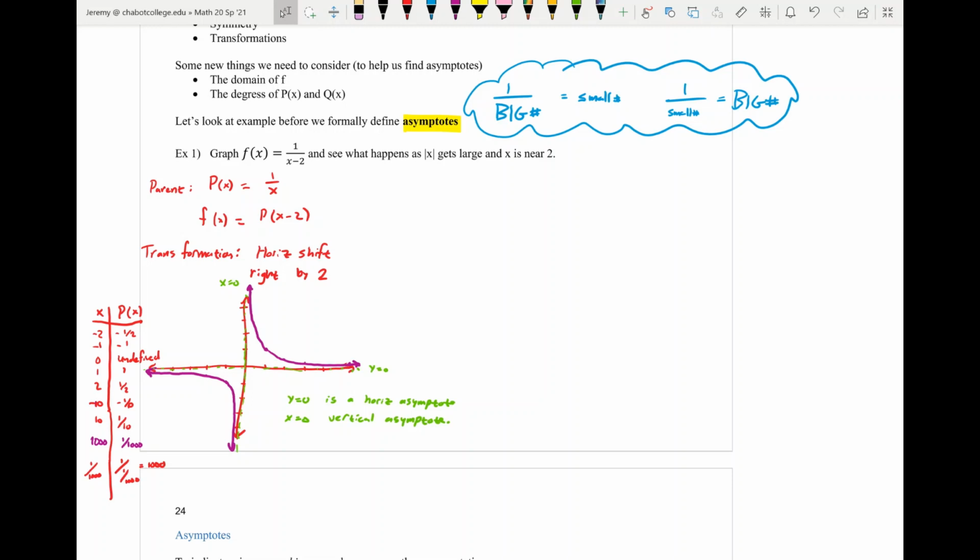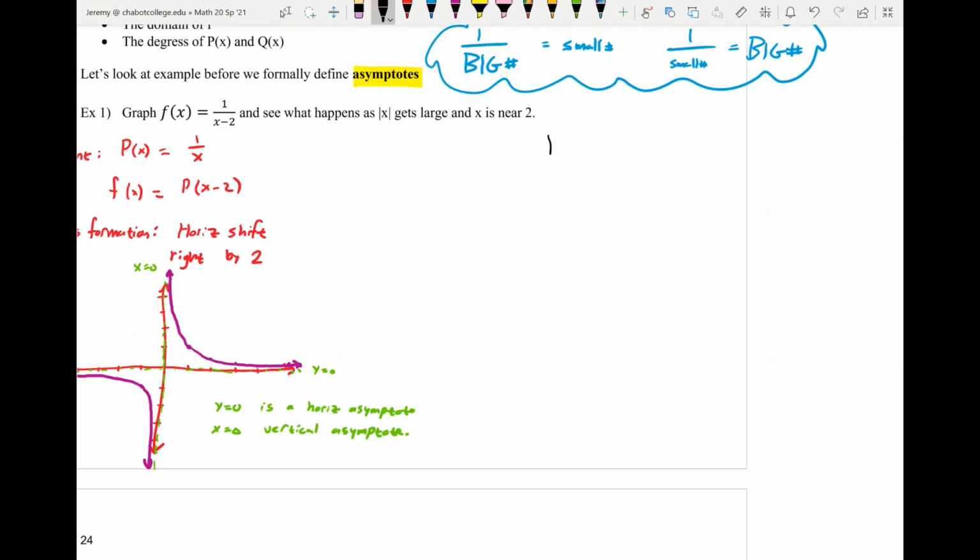Okay, well anyway, now that we have a good idea of what the parent function looks like, to get the graph of f of x, we're just going to shift it 2 units to the right. Okay, so here we go. Now we're actually going to graph the function.